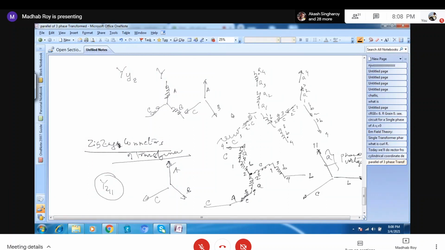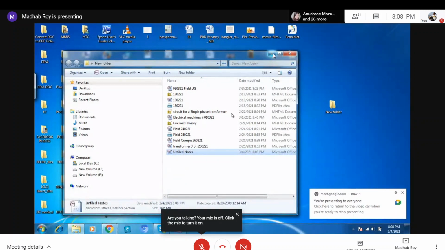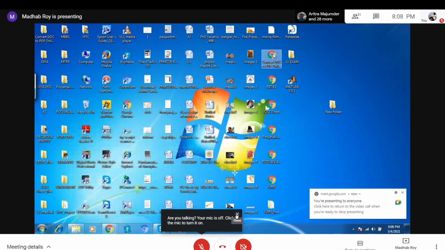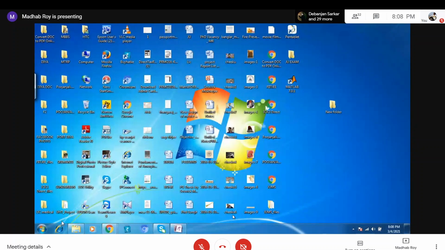So similarly, various connections we can make. So now we will go for various connections we can make with this, so that we can do the various connection diagrams from this.